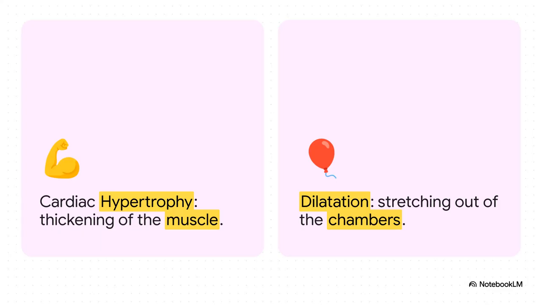And that desperate fix? Well, it relies on what we call compensatory mechanisms. When the pump is failing, the heart essentially tries to fix itself using one of 2 methods. It either bulks up its muscle mass, which we call cardiac hypertrophy, in an attempt to force more power into the system, or it stretches out its chambers, known as dilatation, in a bid to hold and move a larger volume of blood. It's a completely fascinating, yet ultimately unsustainable, mechanical trade-off just to keep the engine running.